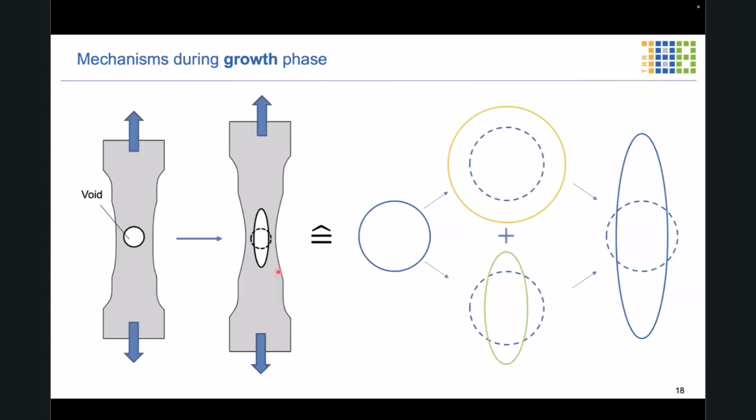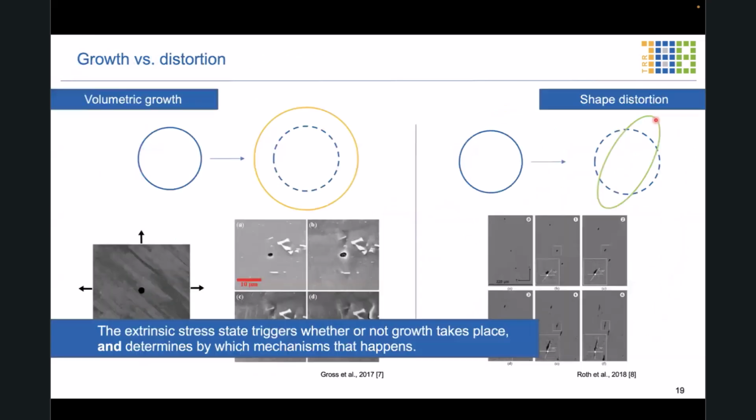That was the nucleation phase. Now let's go to the growth phase. From the mechanical viewpoint, it is clear that we have to distinguish between mechanical loads that lead to an increase in the volume of the pore, and mechanisms that lead to a change in the shape of the voids. So usually both happen at the same time. Therefore, you see the plus over here, and this would then be the resulting evolution of the voids.